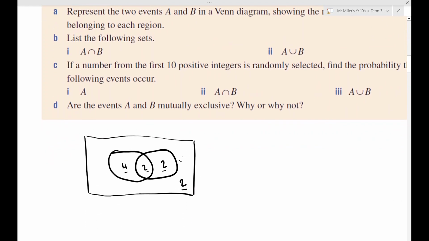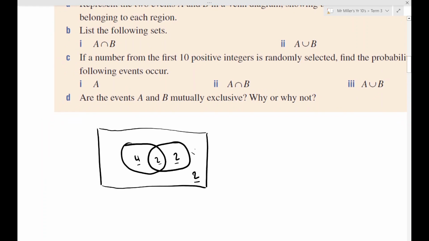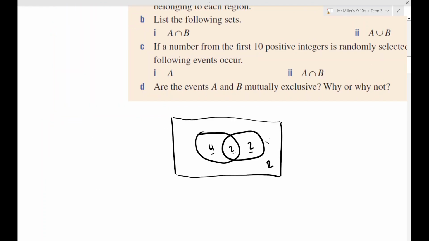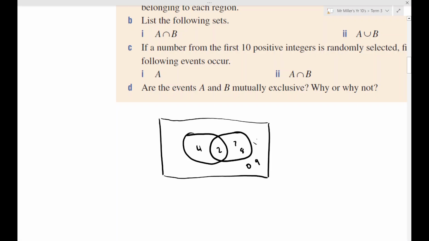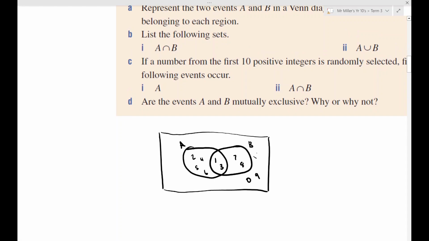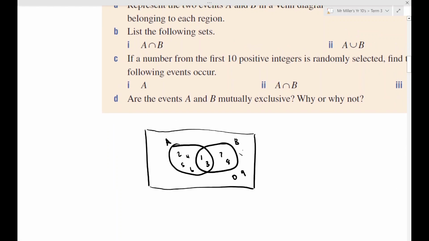Now we need to list the following sets. Okay, so A intersect B. Well, here I'm actually going to go back to what I had previously, because this is going to help me a bit more. So A intersect B, that means A and B. So this is A, excuse me, I forgot to label these sets. This is A, this is B. We see that the intersection of A and B contains two numbers, 1 and 3.